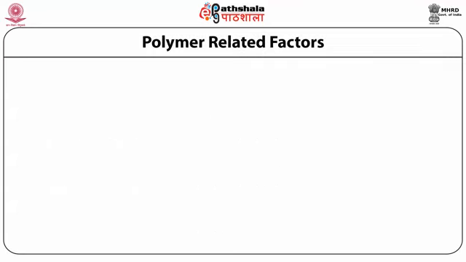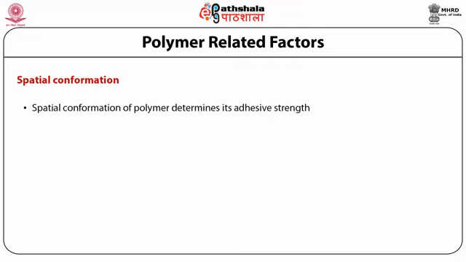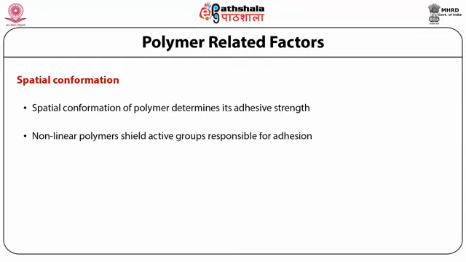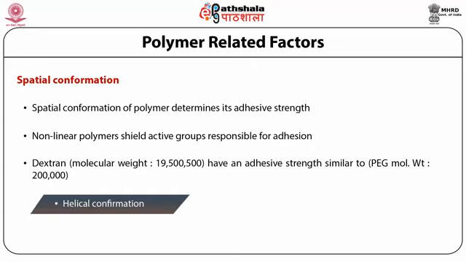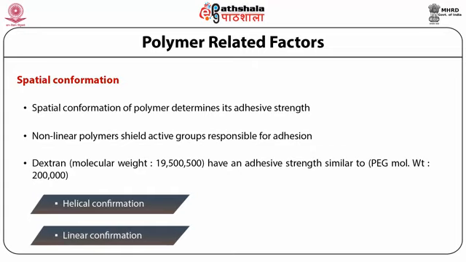The next one which we are discussing is the spatial conformation of the polymer. Spatial conformation of polymers determines its adhesive strength. Non-linear polymers or polymers with helical structures may shield many active groups responsible for adhesion. An example is dextran, which has a very high molecular weight, but its adhesive strength is very similar to polyethylene glycol with a much lower molecular weight. This is because of the helical conformation of dextran as compared to the linear PEG.